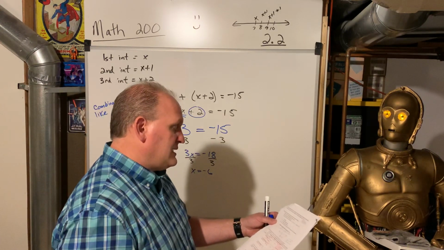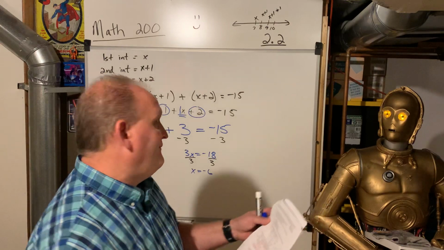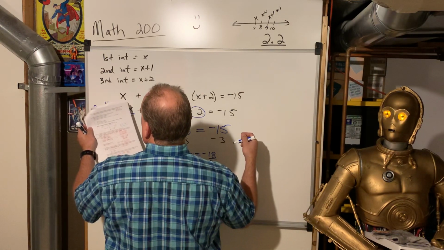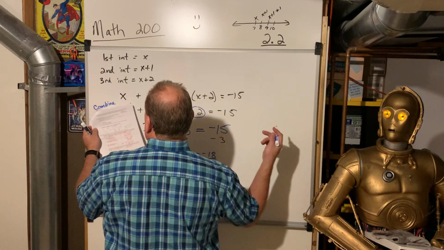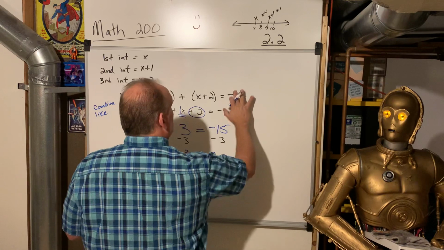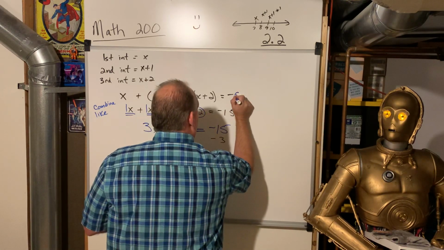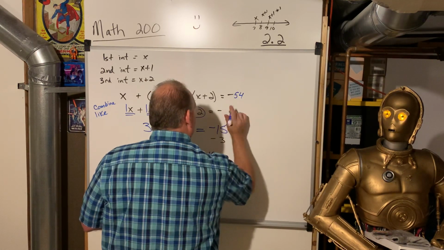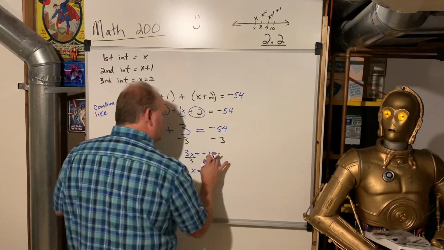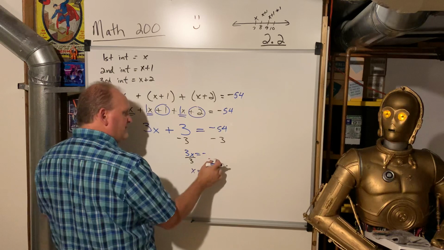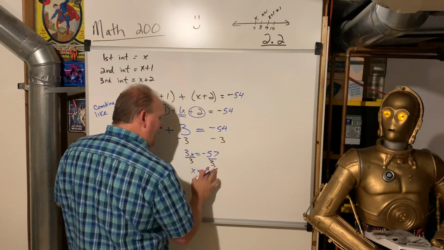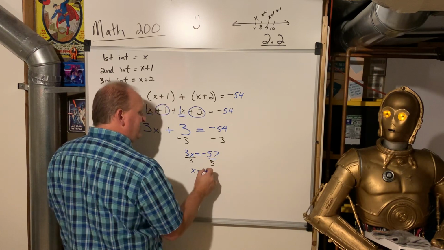It says find 3 consecutive integers whose sum is negative 54. I don't know where I got negative 15 from. It must have been from the old problem. So negative 54. Oh no! We got to change that. That's going to change our answer. Negative 54 minus 3, those are both negative, so it's negative 57. Negative 57 divided by 3 is negative 19.